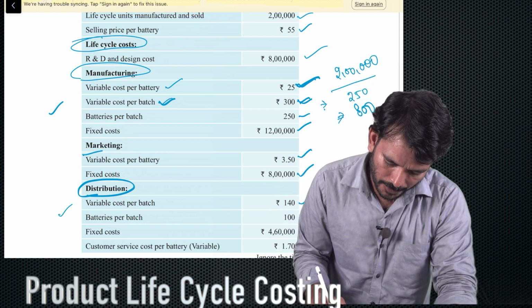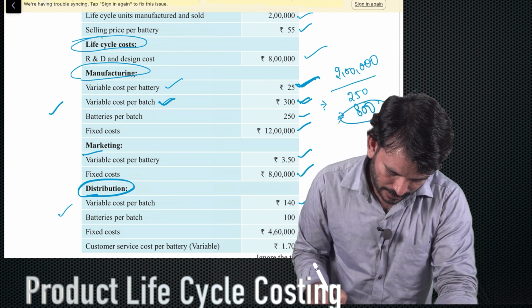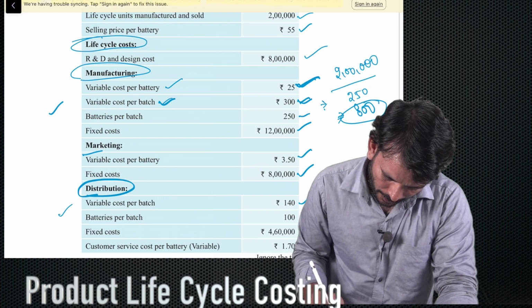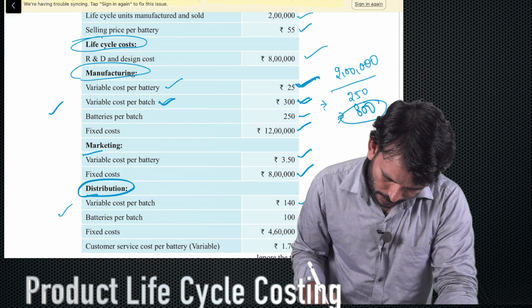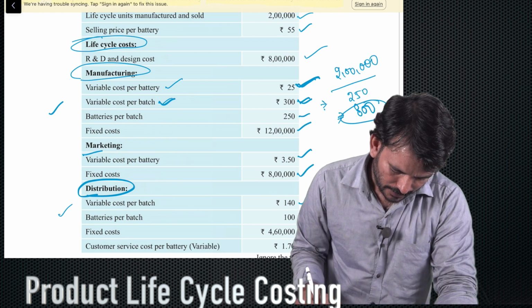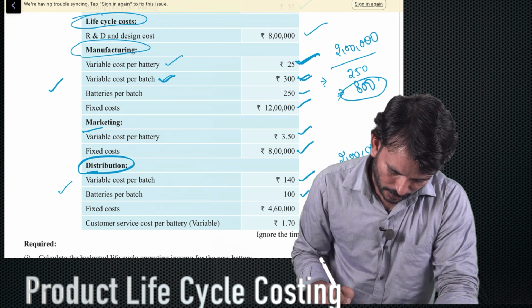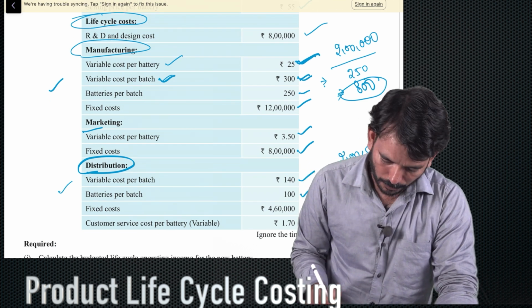So in manufacturing you may have 800 batches, but for distribution 2 lakh is your unit and each batch will have 100 units. So 2000 batches will be there for the distribution. Again you have customer service cost per battery. For battery they said 1.7 rupees.